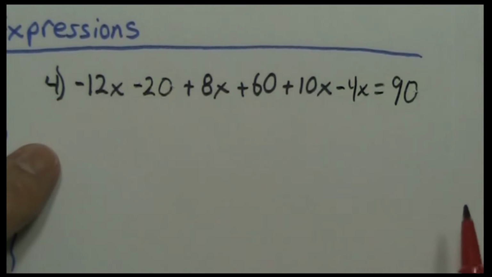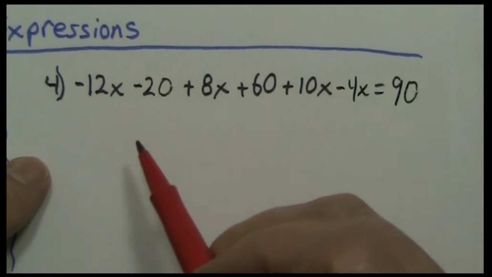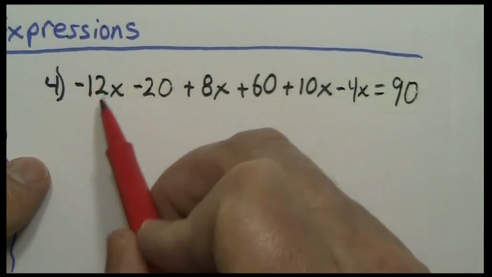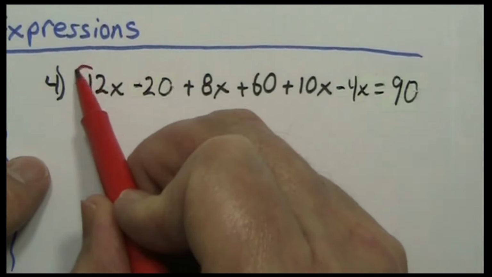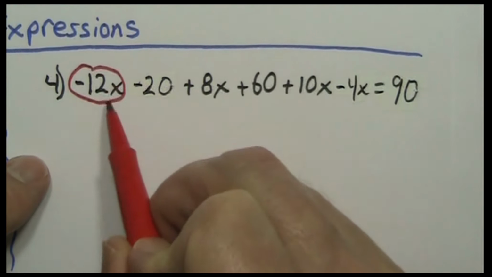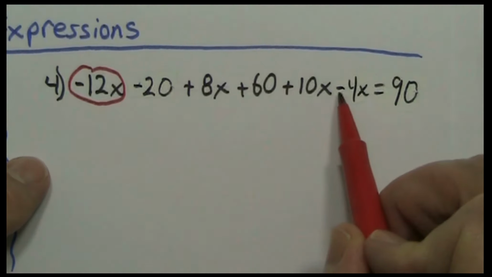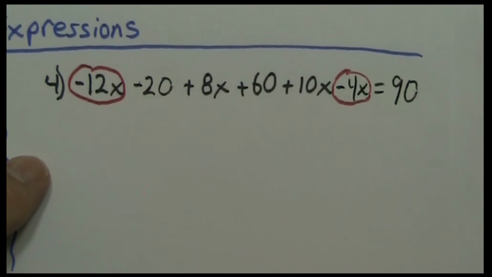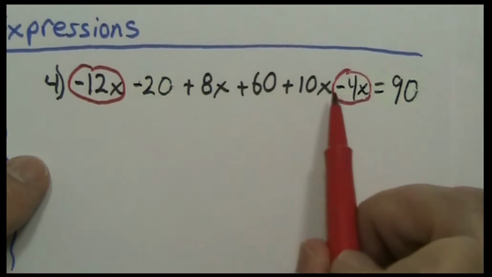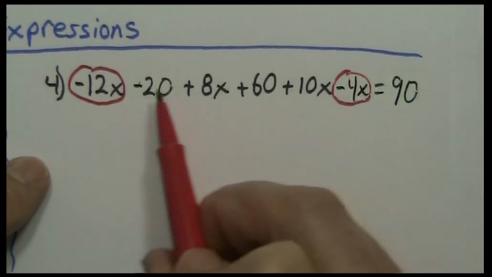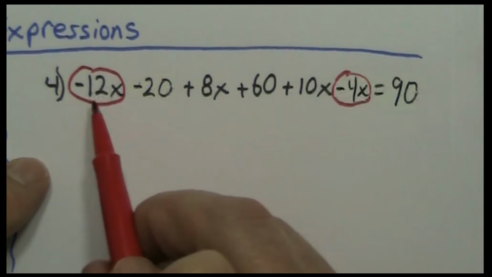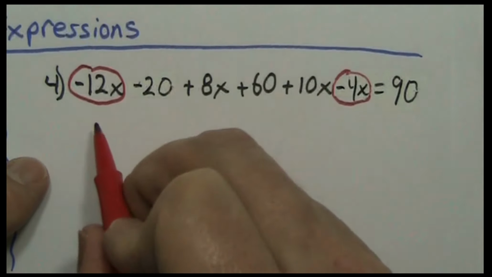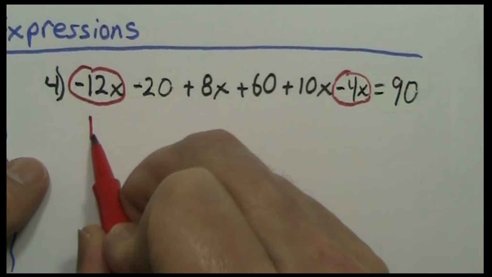So where do we start? I think I'll first start by putting all the negative x's together. So I have negative 12x, and I have a negative 4x. Okay, so negative 12 and negative 4 together, how many negatives is that? 12 negatives and 4 negatives makes 16 negatives.